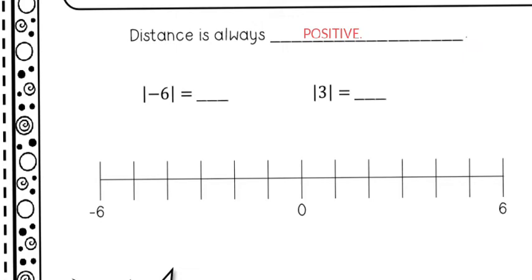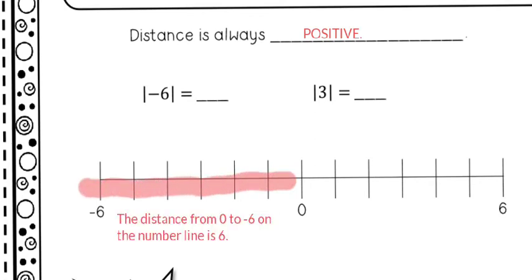Let's look at the absolute value of -6. We are going to start at 0 and count how many spaces to -6. The distance from 0 to -6 on the number line is 6. So the absolute value of -6 is 6.